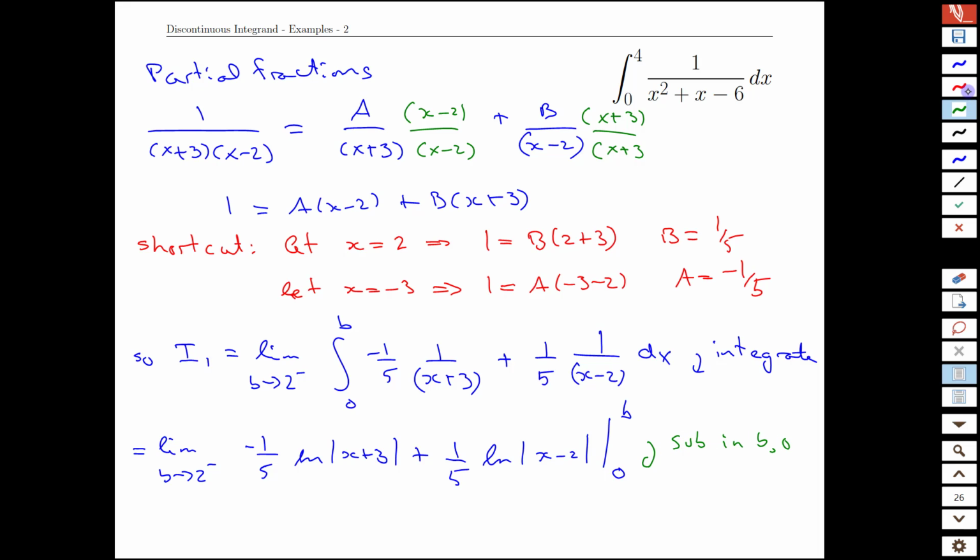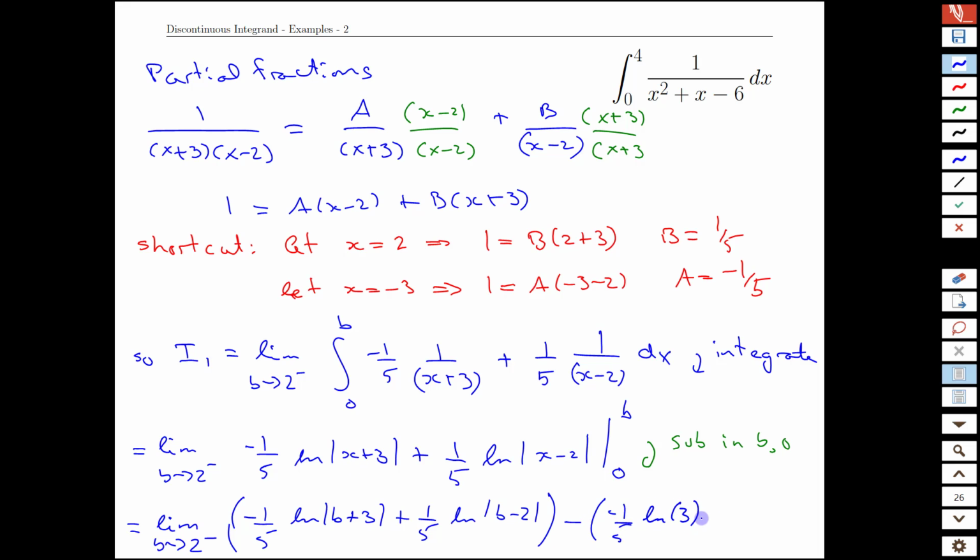b and 0. We're going to get the limit as b approaches 2 from the left of -1/5. Then b is the upper value, it goes in first. Ln of b plus 3, 1/5 ln of b minus 2. All of that minus the same thing when we sub in 0, -1/5, 0 plus 3 is just ln of 3, and +1/5 ln of minus 2.